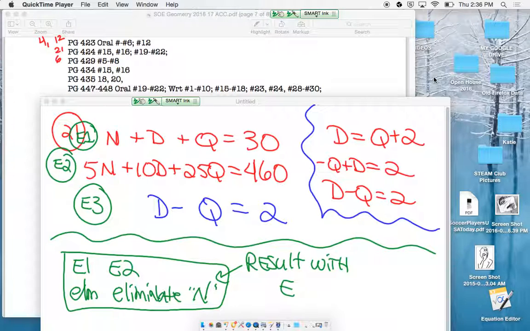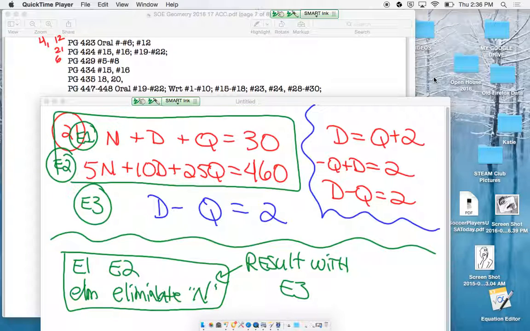Because equation number 3 is simply a 2-variable equation with D and Q. So if I combine the 2 equations right here properly so that I eliminate n, then I would have a system with 2 variables, and then I could solve that and work backwards. And let me give you the answers. The nickel is 4. I have 4 nickels. So see if you can get this. 14 dimes and 12 quarters.